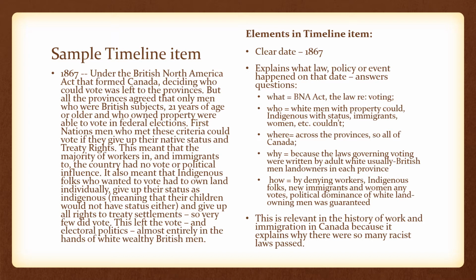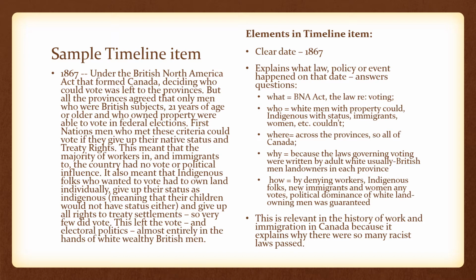So this one, it's a law. All right, so what was it? It was the BNA Act, the British North America Act. It was the law re the formation of Canada and voting. Who was impacted? White men with property could vote. All right, Indigenous folks with status, immigrants, and women couldn't vote.